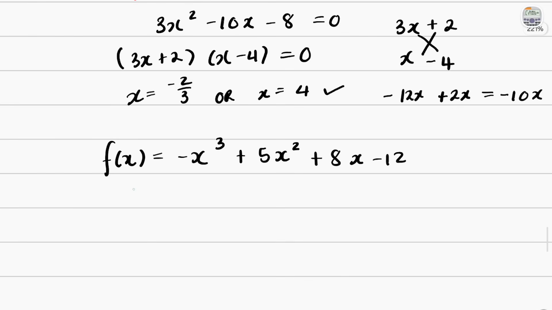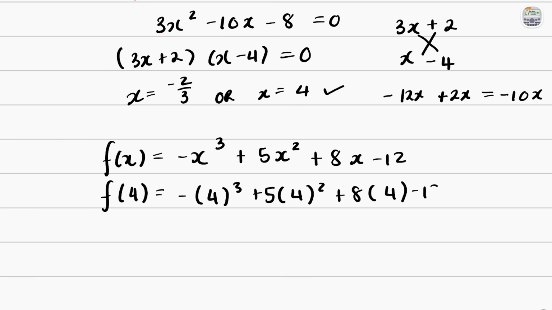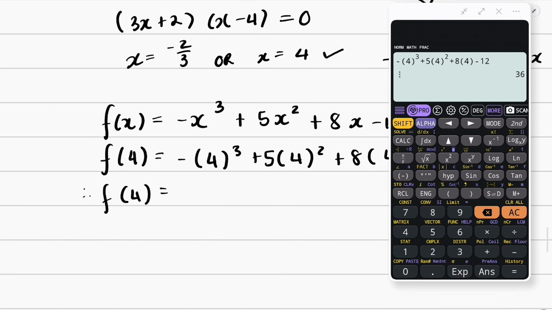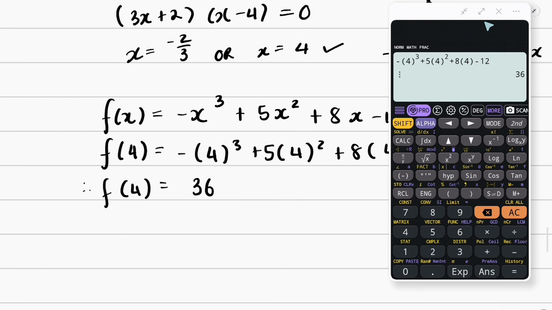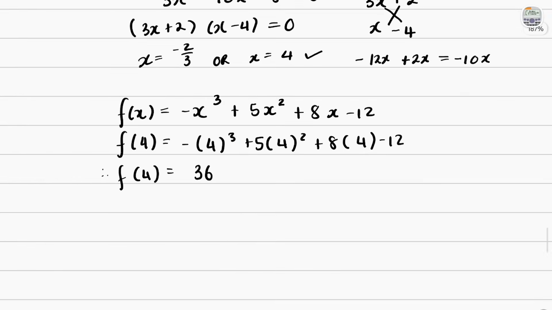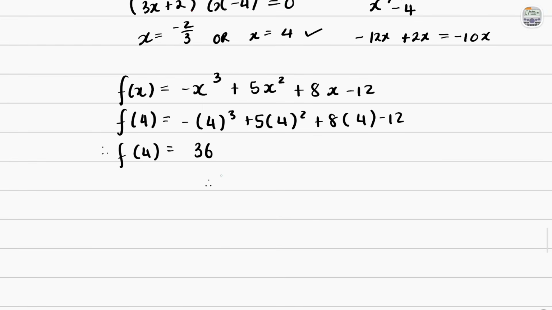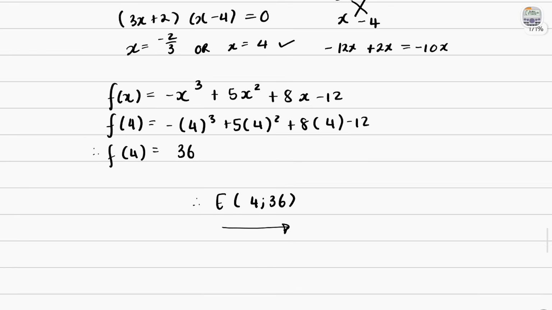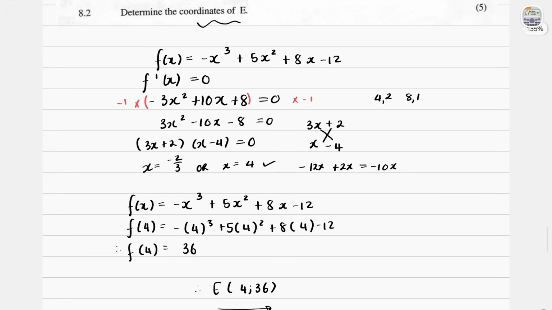So we're saying x is equal to 4 here. So we'll say f(4) = -(4)^3 + 5(4)^2 + 8(4) - 12. And let's find out what f(4) is. And so that is 36. Okay, so we know that this is 36 now. Therefore, it means that the coordinates of E are (4; 36). And that is our answer. You can also fill it in your diagram.